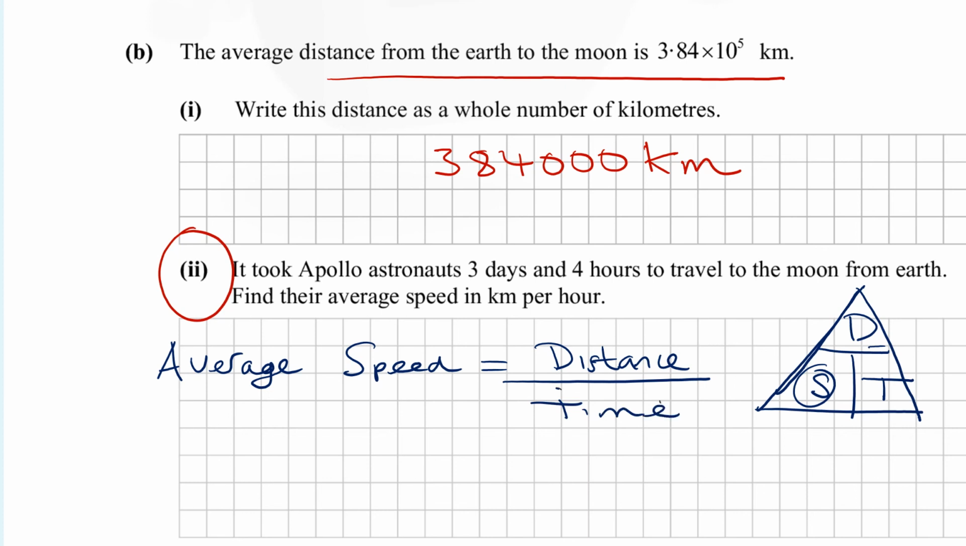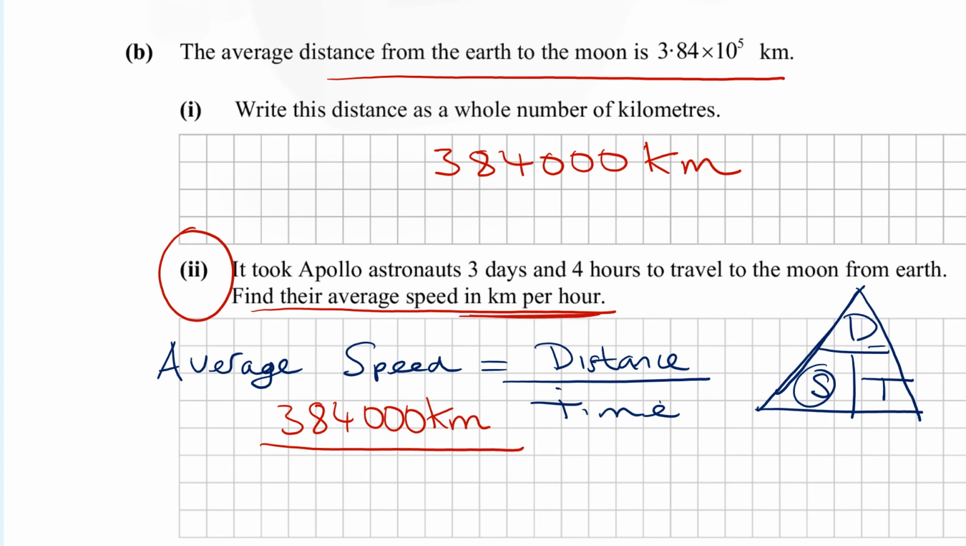So we know the distance is 384,000 kilometers, and always include the units of measurement. And the time taken was 3 days and 4 hours. Now, they want the average speed in kilometers per hour. So the easiest thing to do is to convert 3 days and 4 hours to hours. 3 days is 72 hours, 3 times 24, plus another 4 hours, so that's 76 hours. So your answer is going to be in kilometers per hour.